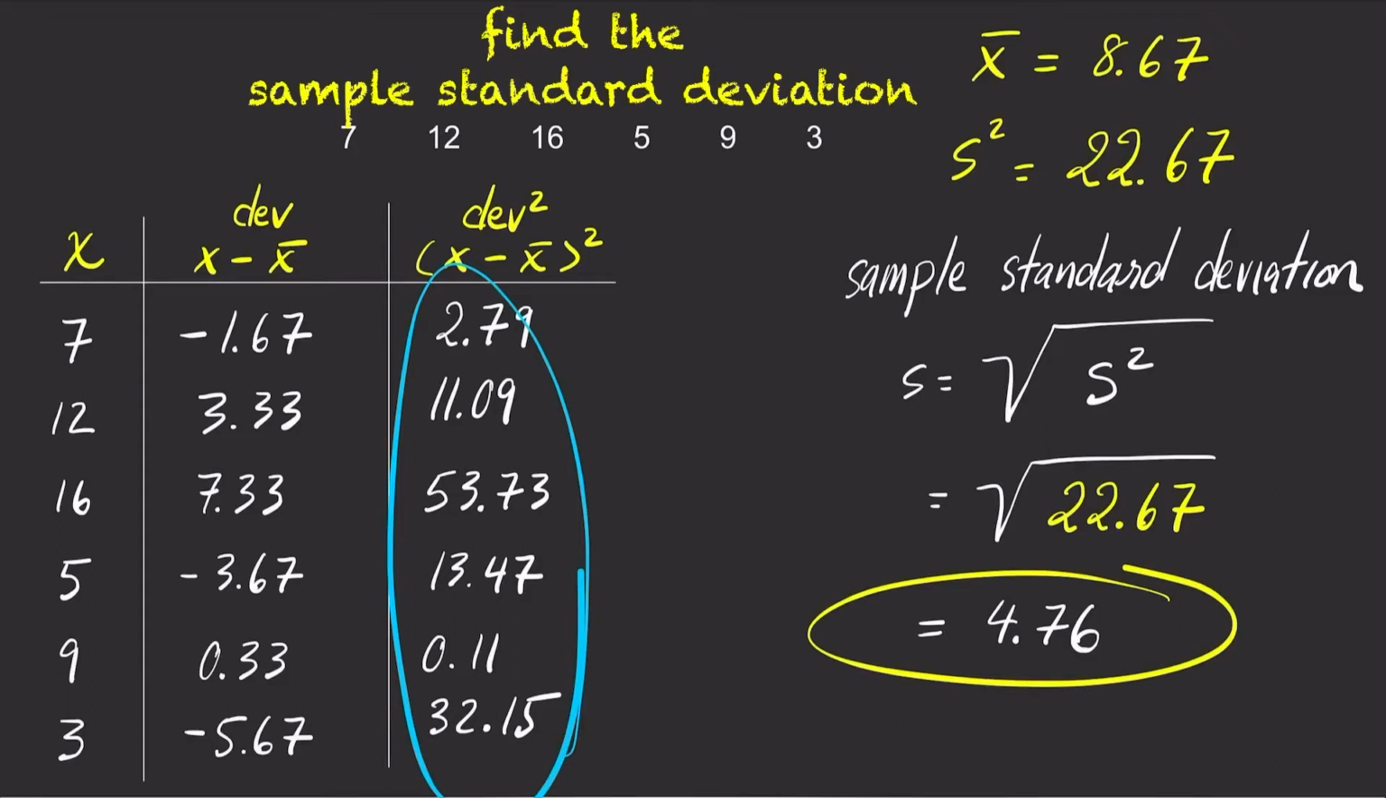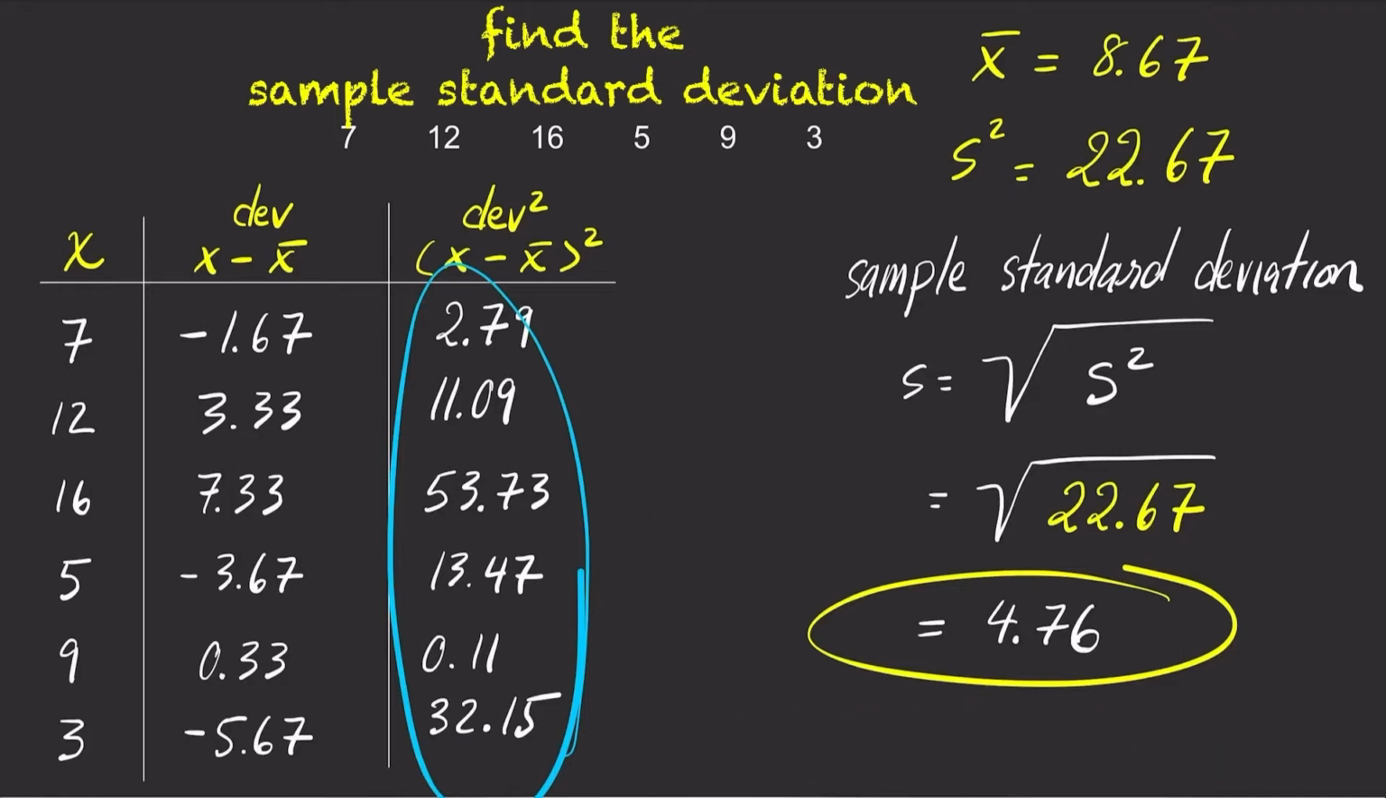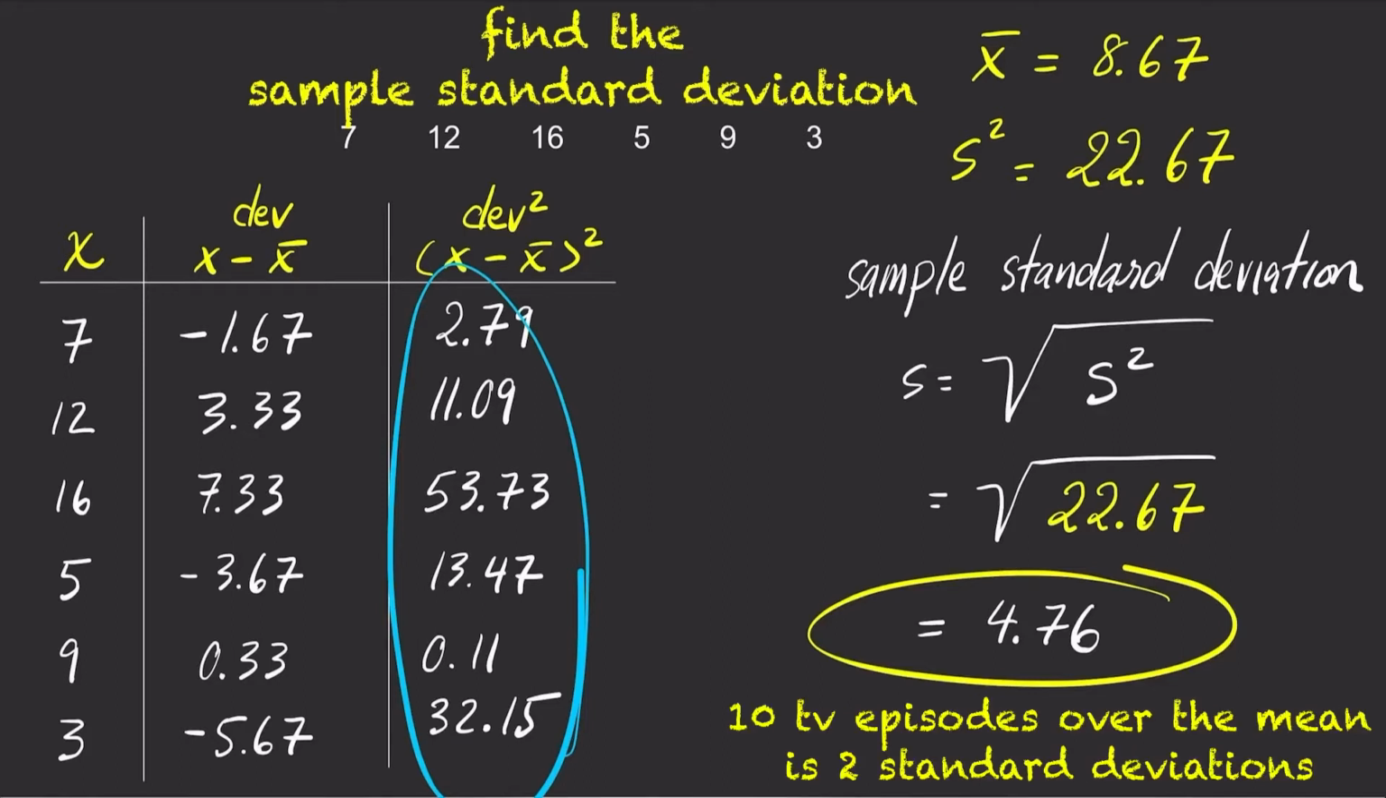So if a college student binged 5 TV episodes over the average of 9, there would be 1 standard deviation above the mean. Or if they binged 10 TV episodes over the average of 9, there would be 2 standard deviations above the mean.